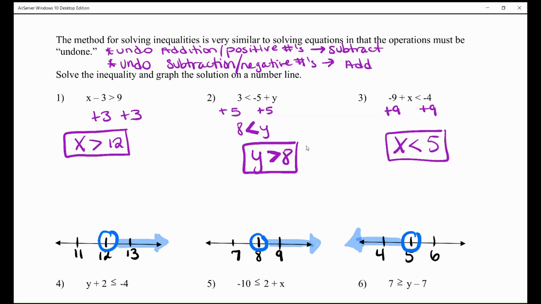Remember, if your variable is on the left, you can treat the inequality symbol like an arrow. For instance, greater than, less than. If you make this an arrow, it shows you which direction to shade.